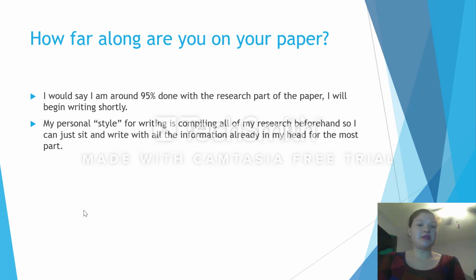Question number 3 is, how far along am I on my paper? I would say I'm about 95% done with the actual research part of the paper, and then I'll begin writing the physical paper shortly. My personal writing style for things like this is compiling all of the information and research that I can find and then starting to write the paper. I feel like I have a better process of doing that because I can just write the paper versus having to look up information and then write, and look up information and then write.